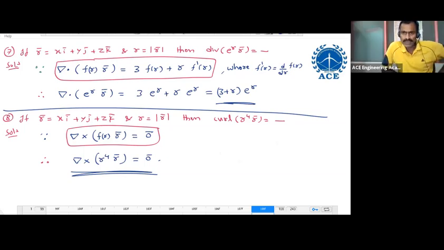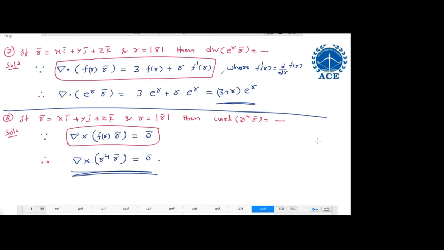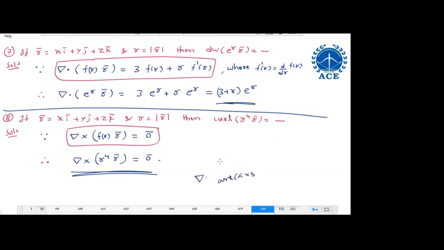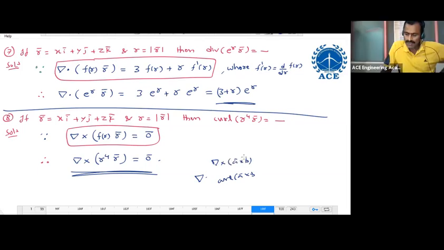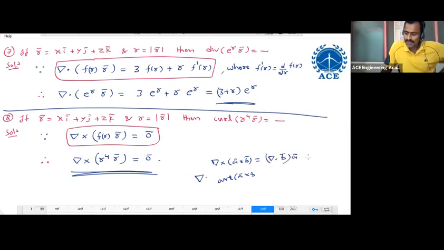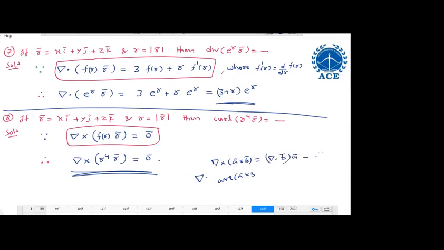Sir, what is the value of curl of A cross B vector? How does del cross proceed, sir? Del cross A cross B bar. Del dot B bar into A bar minus... Sir, it's not visible.